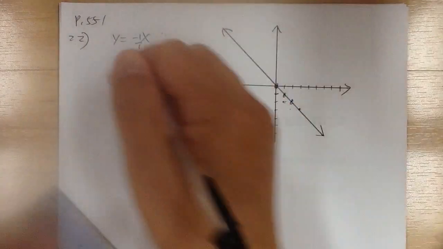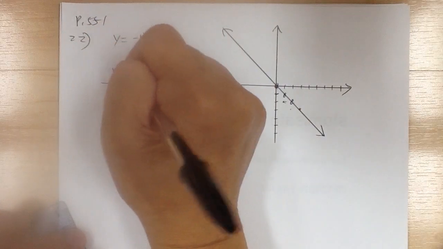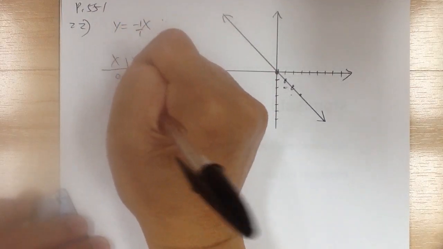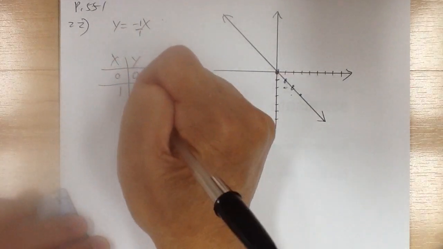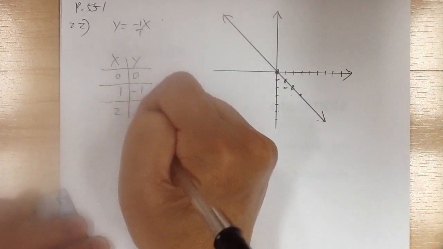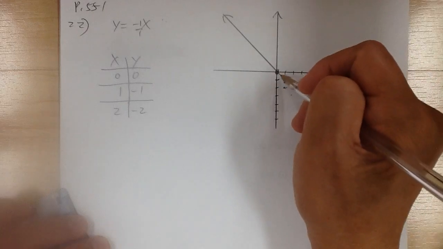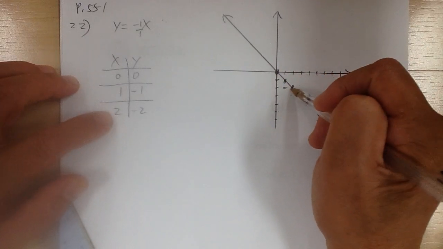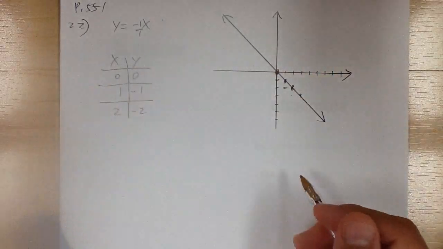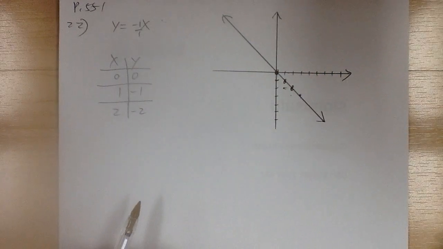Or if you make the table, you can start with 0, 0. If you let x equal to 1, you get y equal to negative 1. X equal to 2, you get negative 2. Right? So it's the same thing: 0, 0, 1, negative 1, 2, negative 2. So you can do either method. Again, there are many ways to solve a problem.